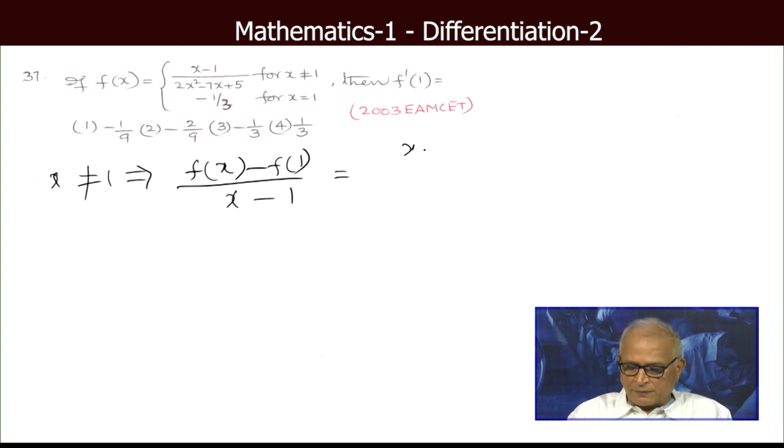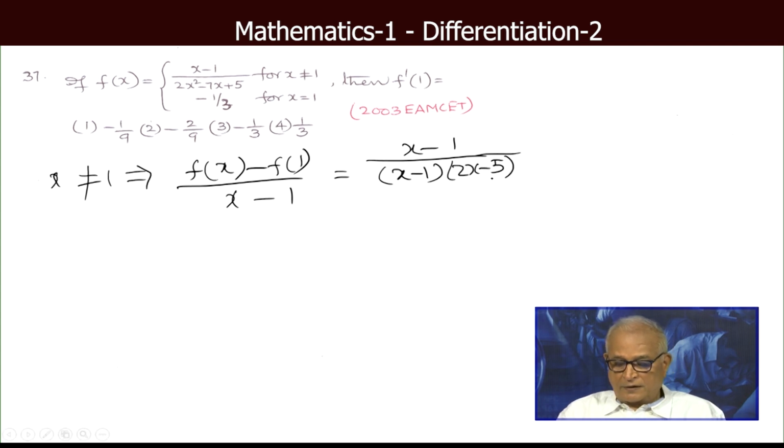f(x) is (x minus 1) by (2x square minus 7x plus 5). 2x square minus 7x plus 5 is (x minus 1) into (2x minus 5), simple factorization. Minus f(1) is minus of minus 1 by 3, plus 1 by 3, by x minus 1.